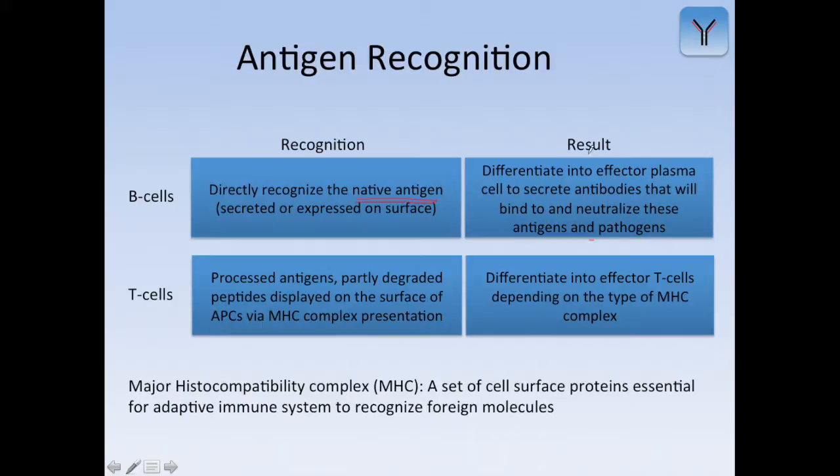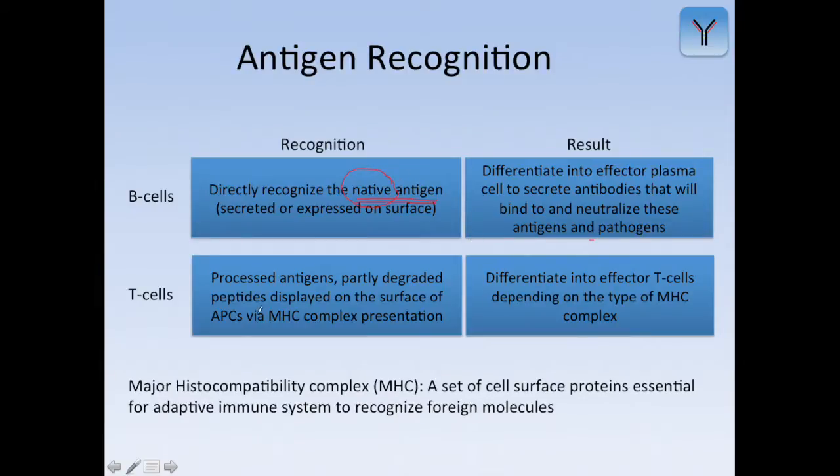We talked about that in previous lectures. But again, to summarize this top part, the B cell binds to the native antigen, so that's a full bacterium or maybe just a protein that's been secreted off. As a result, the B cells become effector B cells, which are plasma cells that secrete antibodies that can then all bind to that piece of native antigen that they recognized earlier.